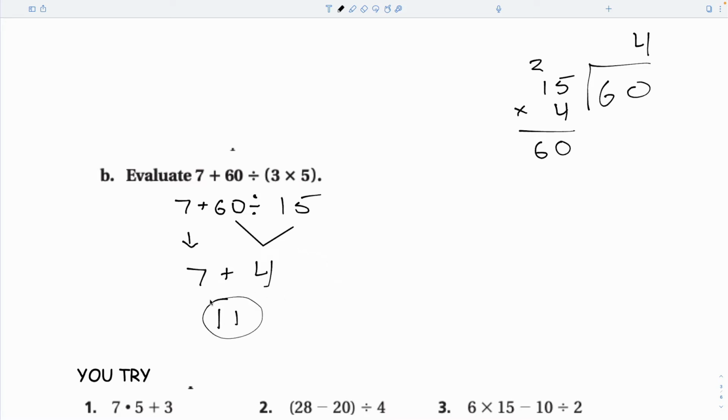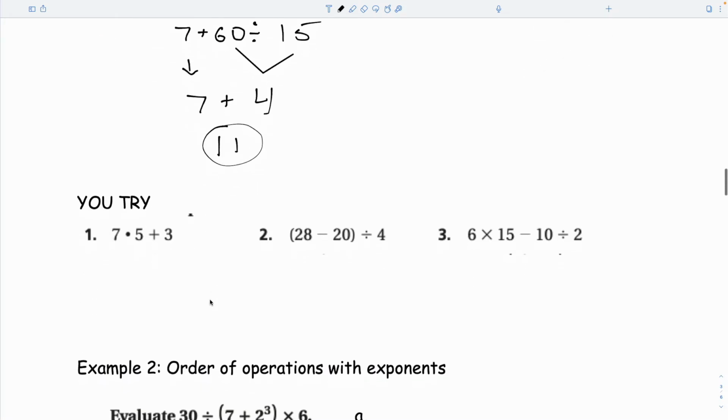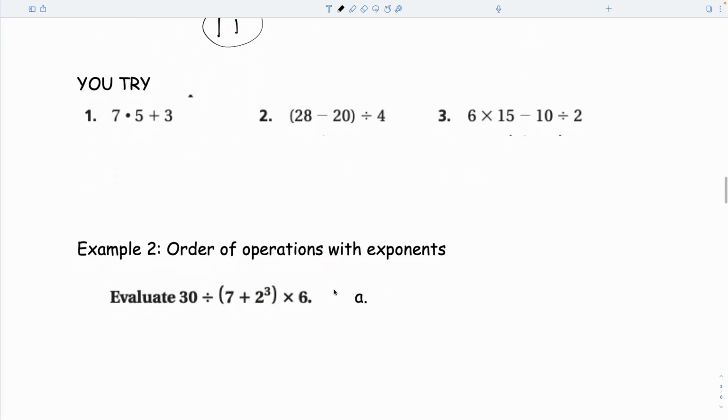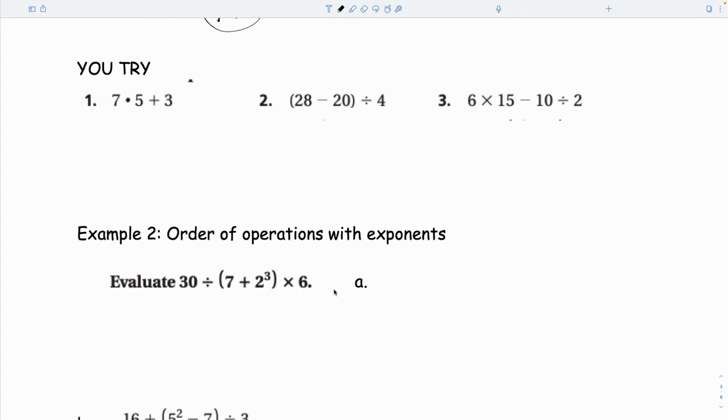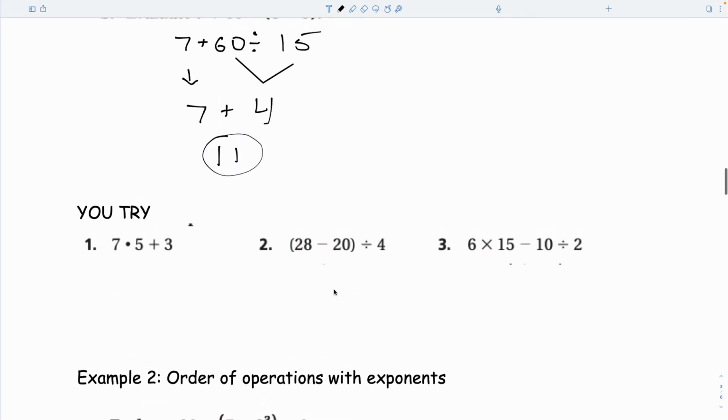You got it. You try 1, 2, and 3 in the next 2 minutes. Go. You guys have this, right?